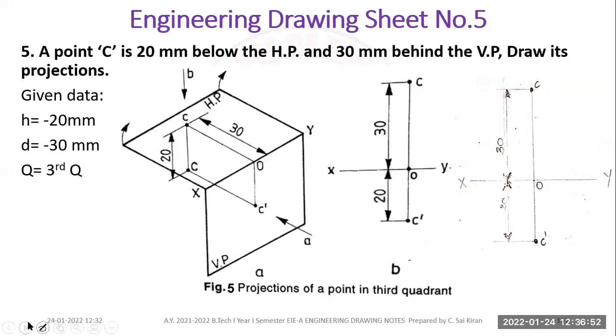Any doubts, you can unmute and you can ask. If no doubts, I will be going to the next problem. If you understand the previous concept, what is the quadrants method, then it is easy for you to solve this problem. Just know the H value, the D value, and know which quadrant it is in, and then you can solve the problem easily. Okay. So I'm going to the next problem.